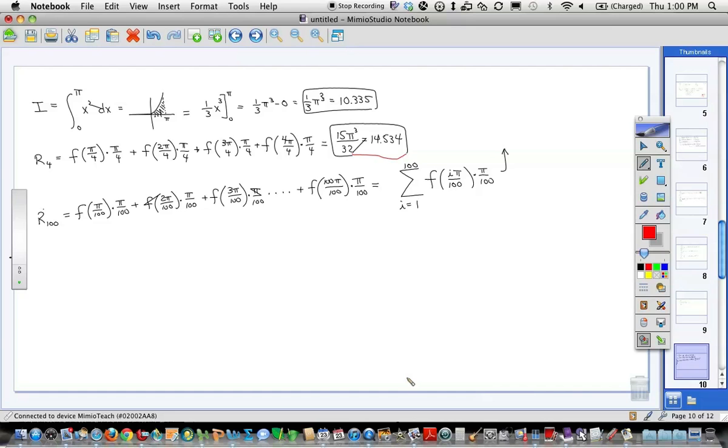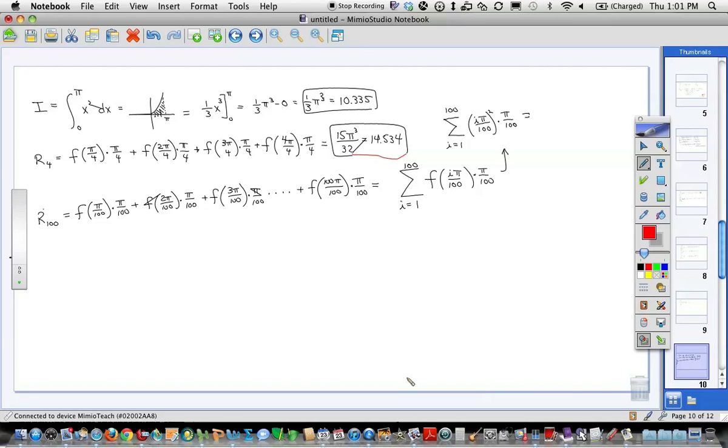So f of i pi over 100 means take i pi over 100, put it here. If this was sine x, we'd have sine of i pi over 100. If this was e to the x, we'd have e raised to the i pi over 100. So what we're going to have here is a sigma, i equals 1 to 100, and then we're going to have (i pi over 100) squared times pi over 100.